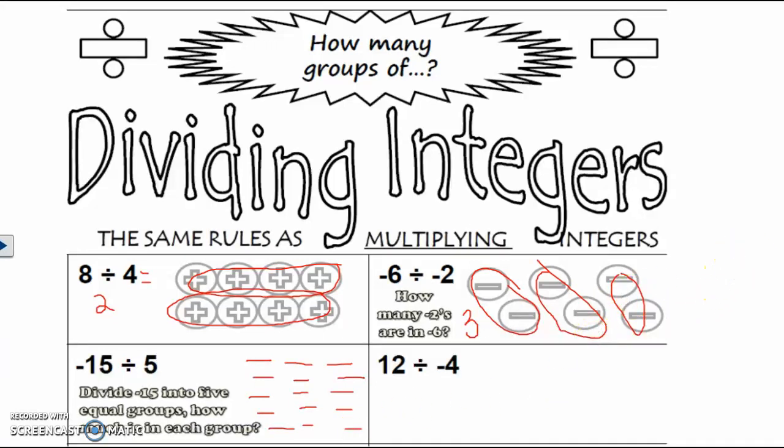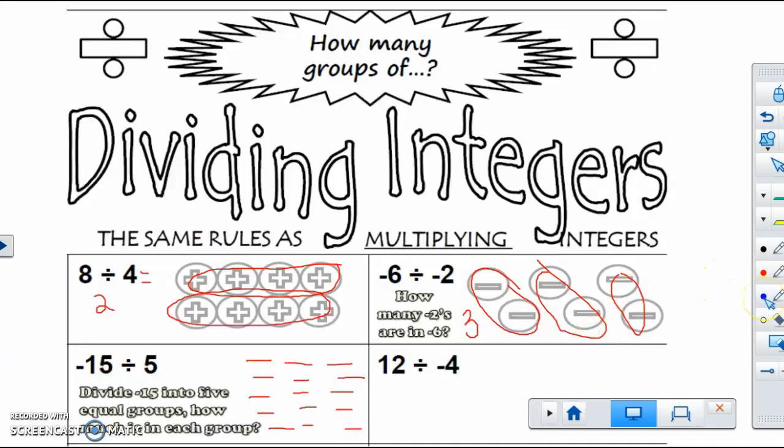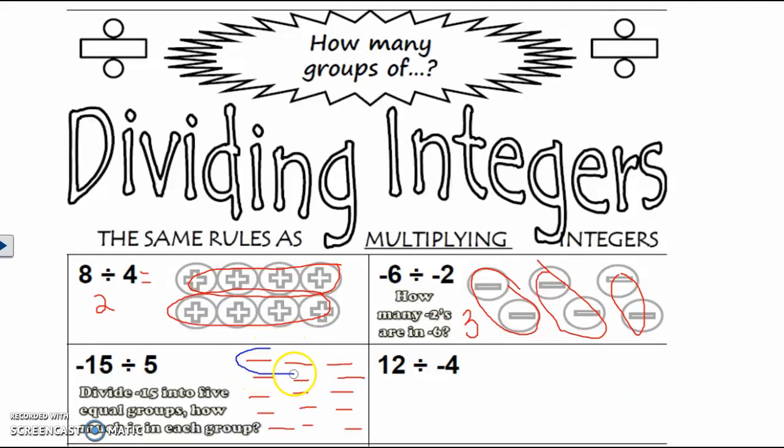I'm going to change the color so you can see better. How many are in each group? 3 negatives. So the answer here is negative 3. We weren't looking for the number of groups here. We're looking to find out how many are in each group. But did you notice that we ended up with a negative?